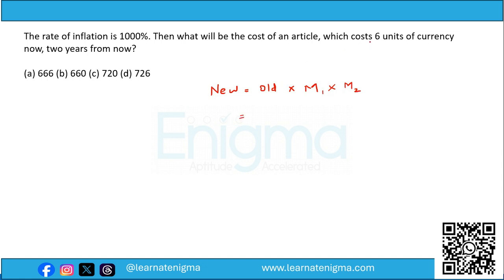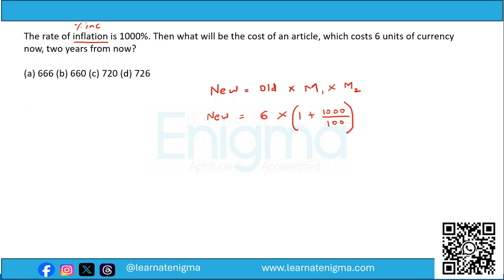Now, the current price is 6 rupees. So we have to find out the price after 2 years. That is, you have to find out the new value. So new value is equal to 6 into. Now, inflation, the concept is similar to percentage increase. So therefore, the multipliers will be 1 plus 1000 upon 100 because we always do fraction equivalent of the percentage.